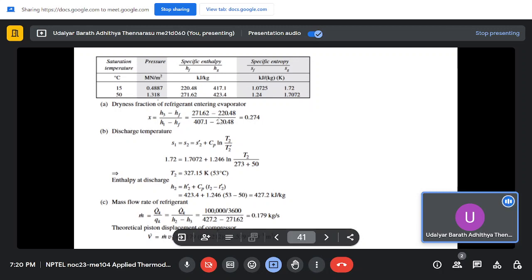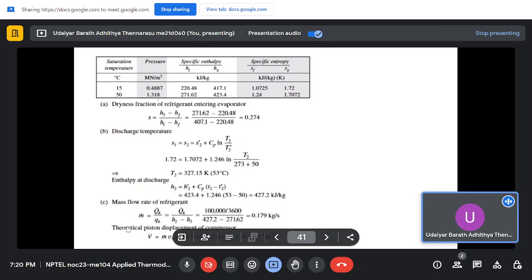So we know the enthalpy at the inlet of the evaporator is the saturated liquid condition at 50 degrees Celsius, so that will be 271.62. Using this we can find out the dryness fraction. So enthalpy H3 will be equal to x into Hg at 15 plus (1 minus x) into Hf at 15. Using this, the dryness fraction will come out to be 0.274.